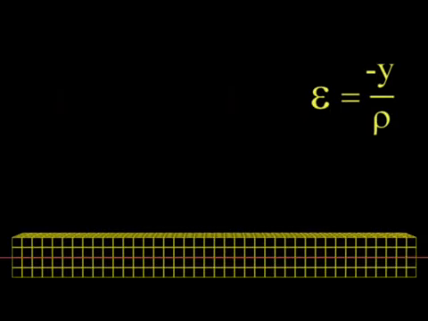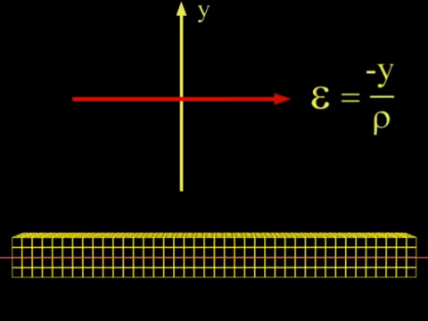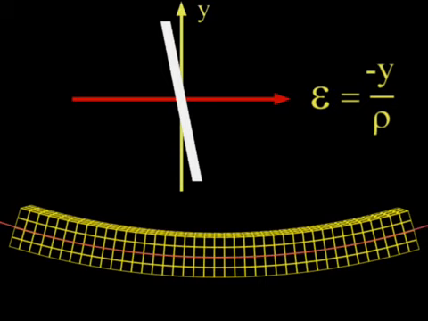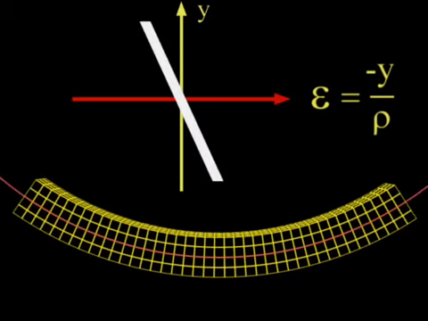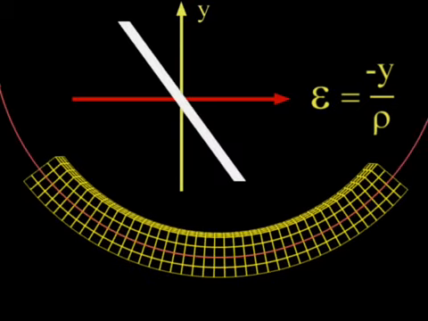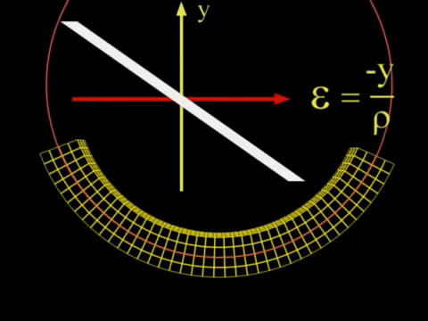This linear relationship between epsilon and y can be illustrated graphically. Before the beam is bent, ρ is infinite, and the strain is 0 everywhere across the depth of the beam. As the beam is bent, ρ decreases, and the strain in each fiber increases. In all cases, the strain varies linearly with y. Fibers above the neutral axis are shortened and experience a negative strain, while those below are elongated and experience a positive strain.